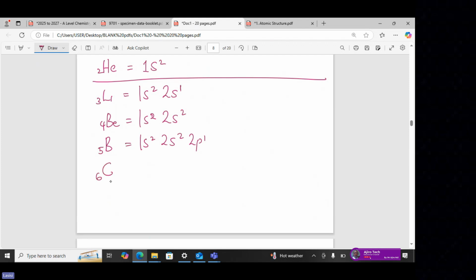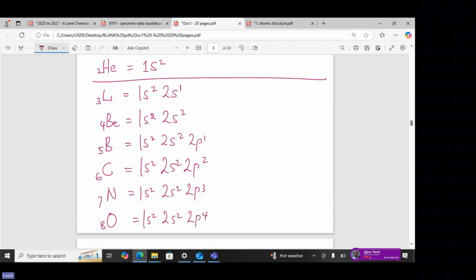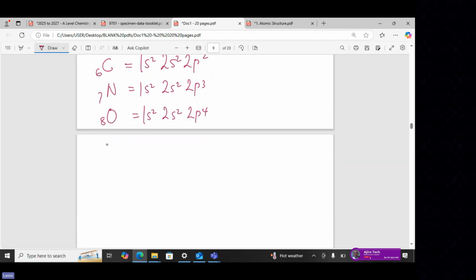Boron, carbon, nitrogen, oxygen. Carbon is 1s2, 2s2, 2p2. Nitrogen is 1s2, 2s2, 2p3. Oxygen is 1s2, 2s2, 2p4. This topic is one of the most important topics you learn in chemistry because it paves the way to many other things. Fluorine is 1s2, 2s2, 2p5. Then neon, number 10, is 1s2, 2s2, 2p6.